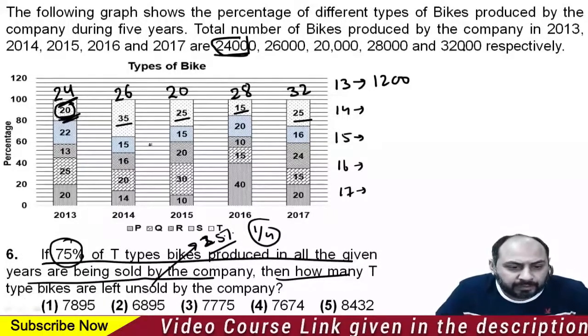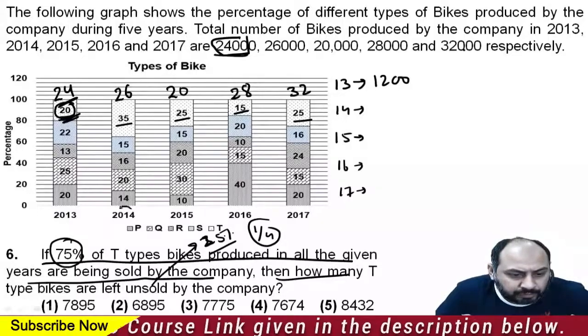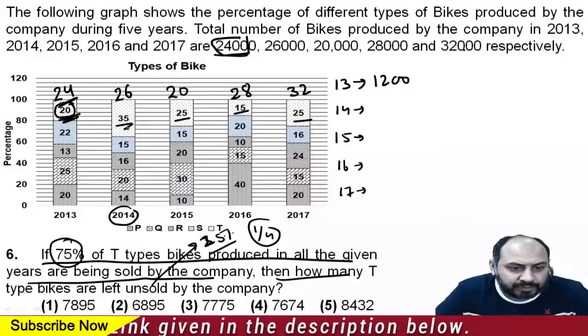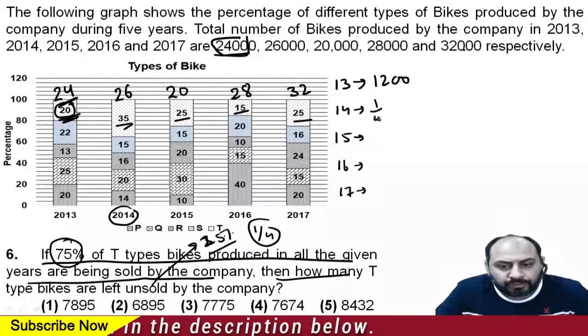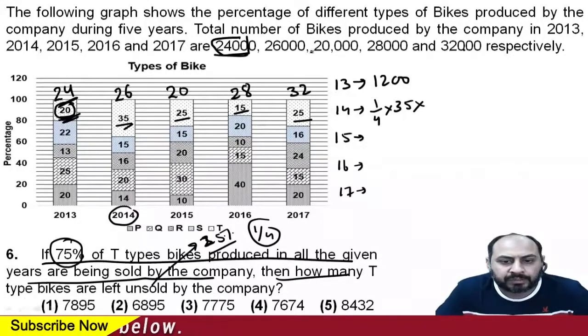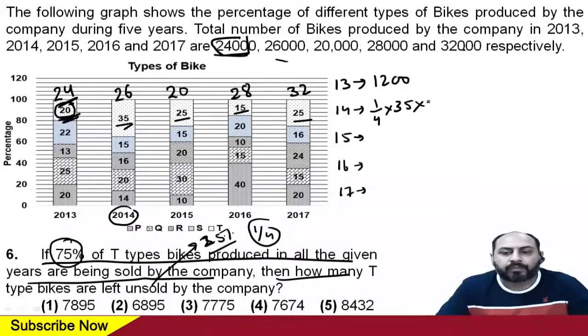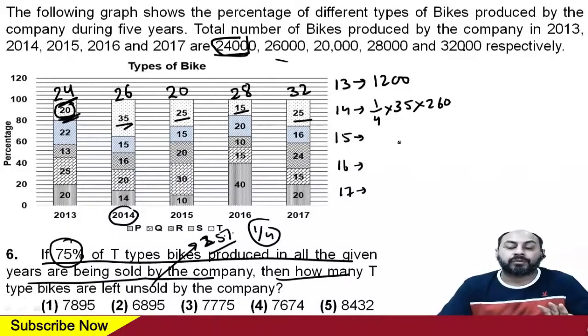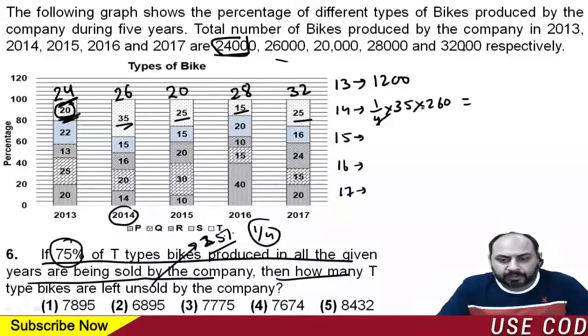Now, let us say for the company for the year 2014, we're supposed to calculate this. So what are we going to do? We're going to do 1/4 of 35%, and 1% is equal to how much? 260. So 260. This is what we're going to do, right? So this happens to be how much?